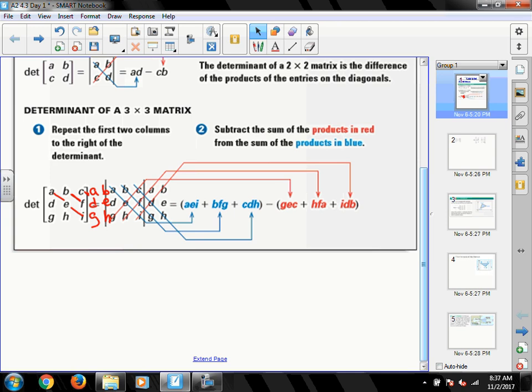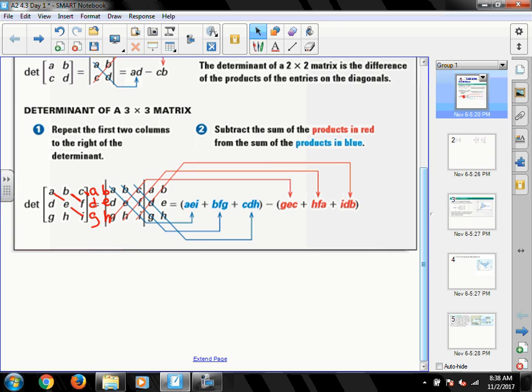Then I'm going to add all those up together. Since those are all my positive directions, I'm going to add up all my negative directions in red, and I'm just going to subtract those. So I'm going to take G times E times C, working bottom left to top right. Then H times F times A, and I times D times B. I add those all up, and subtract those two answers. You want to get down to two numbers that you're just going to do one subtraction problem. So do your addition first, then subtract.